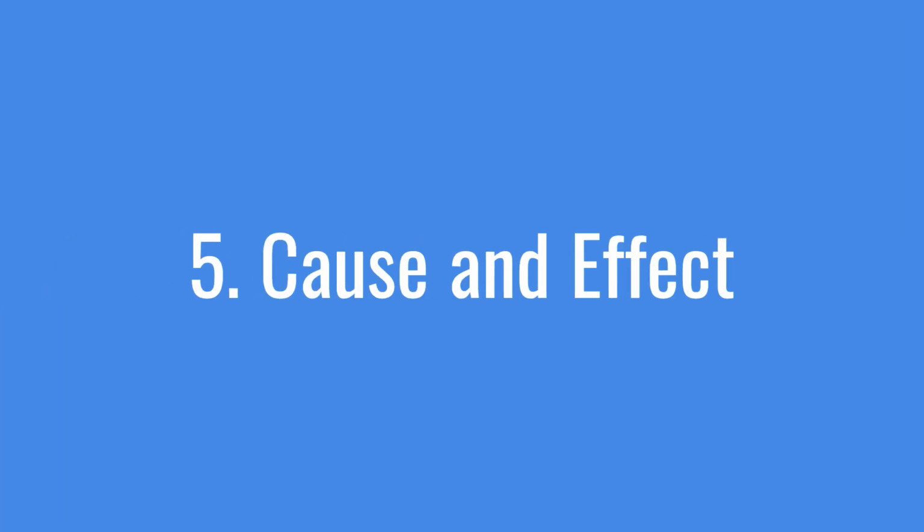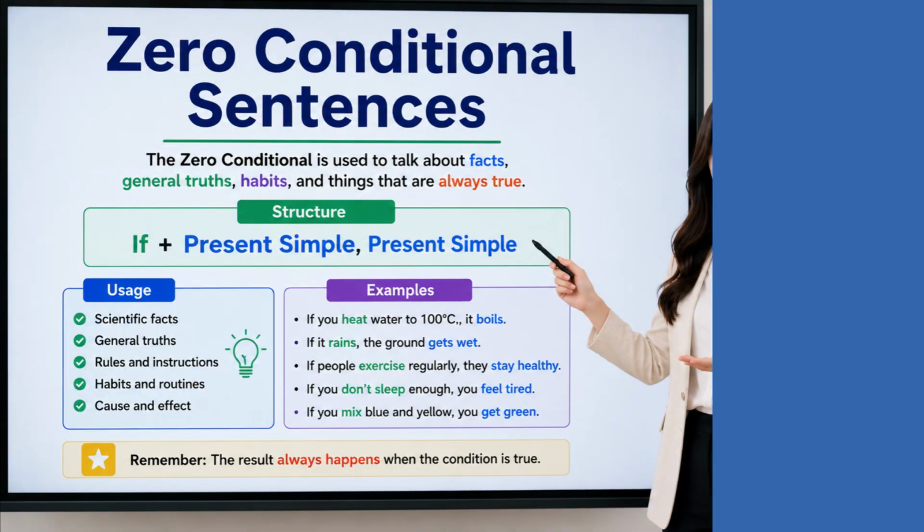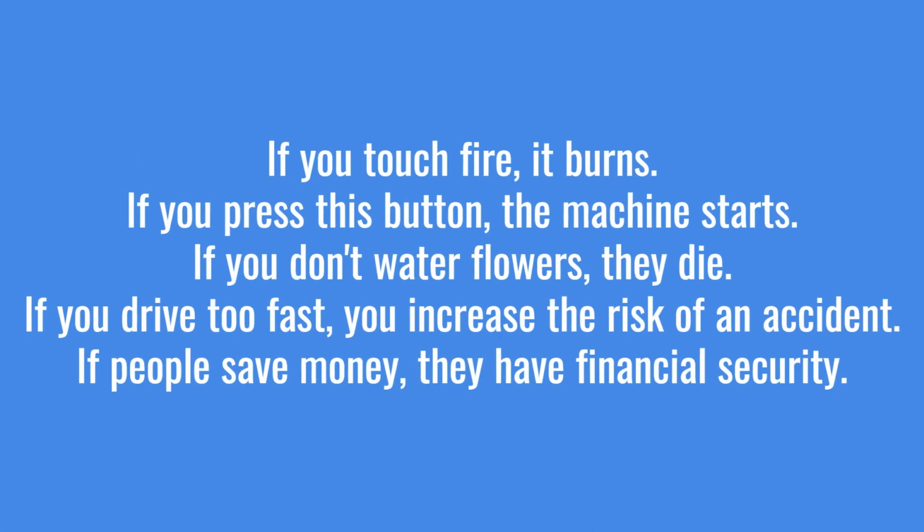5. Cause and effect. The zero conditional can show a direct relationship between cause and effect. Examples: if you touch fire, it burns. If you press this button, the machine starts. If you don't water flowers, they die. If you drive too fast, you increase the risk of an accident. If people save money, they have financial security.